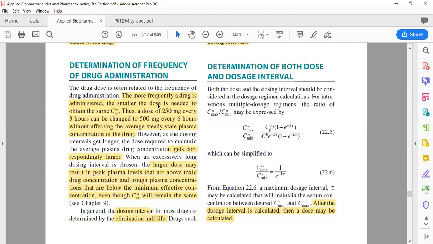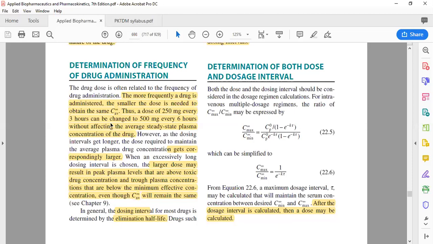And the same thing is written here. The more frequently a drug is administered, the smaller the dose is in the C average. In case like 30 mg TID, this is more frequent, and we need a smaller dose to reach the C average. This is again another example to explain the same concept. Here, let's discuss this example only. A dose of 250 milligram every 3 hours. Again, the same example, just with another drug.